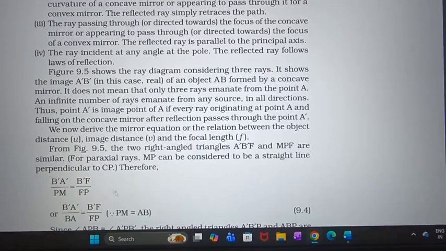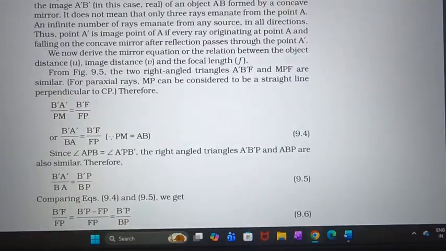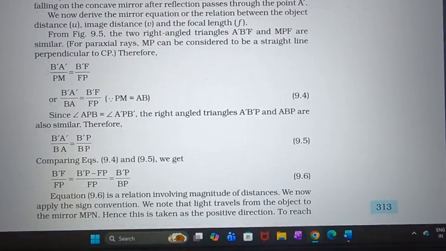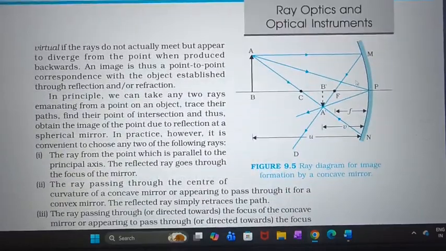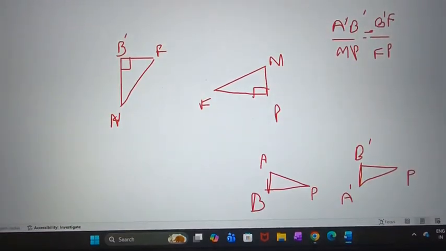Now they have replaced PM with AB. Why? They're exactly parallel. Like you can see, their height is the same thing. So you can replace MP with AB. So it will become A dash B dash by BA is equal to B dash F upon FP. Now we will take other sets of triangles also. Now with respect to P, you take ABP, then A dash B dash P. So we can draw those also. So again take the straight line part and the horizontal line. So the straight line part is nothing but B dash A dash by BA.